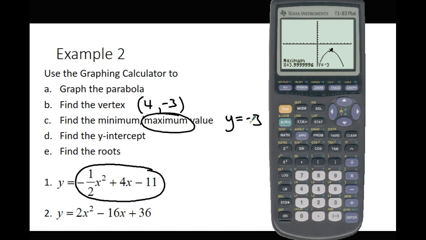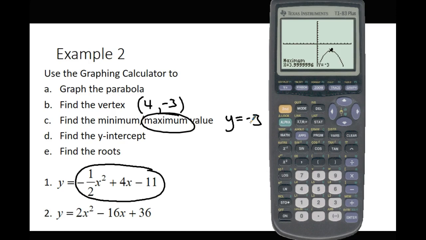We'll do another example. But what did we do? First of all, we plugged in our equation and we graphed it. We could tell if it had a min or a max. And then we went to second trace. We picked min or max. And you have to pick a point to the left and right. So you're telling your calculator what area to zoom in on to find the min or max.